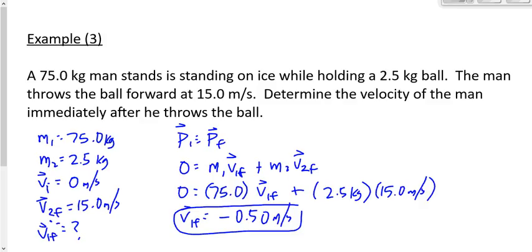The ball was moving positive 15. The man moves negative 0.5. We predicted it should be smaller because the man's mass is bigger than the mass of the ball. We also predicted that it should be backwards. If the ball goes forward, the man should go backwards, or negative direction. V1f is negative 0.50, or we could say V1f is positive 0.50 backwards.